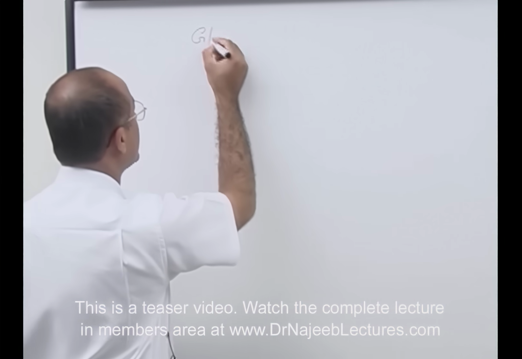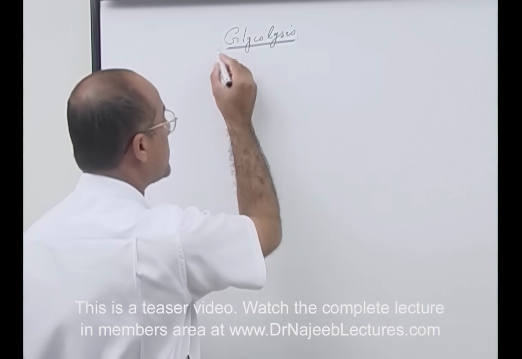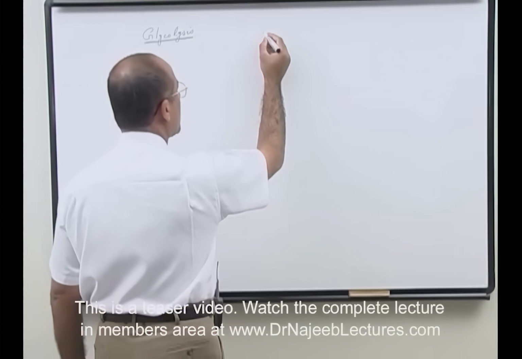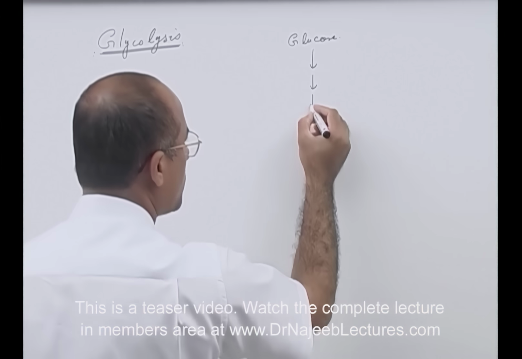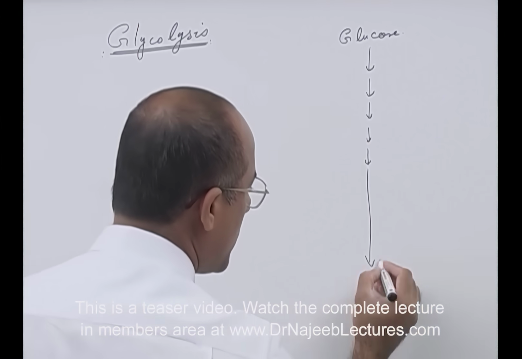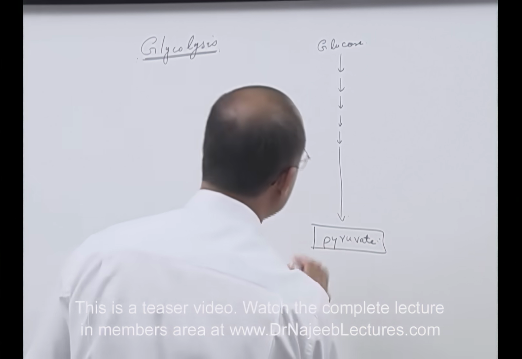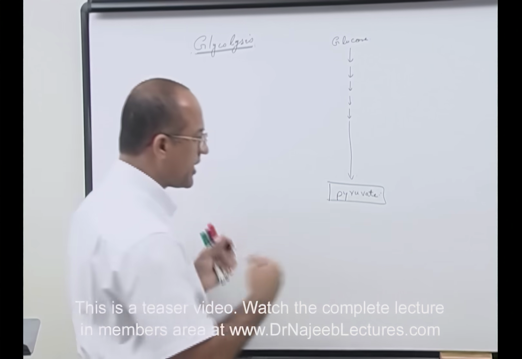Right, today we are going to talk about glycolysis. And glycolysis, how do you define glycolysis? Glycolysis is a metabolic pathway in which you break down the glucose into two molecules of pyruvate. So basically this pathway is you break down the glucose through multiple steps, eventually into pyruvate.